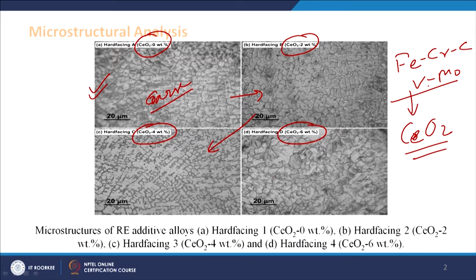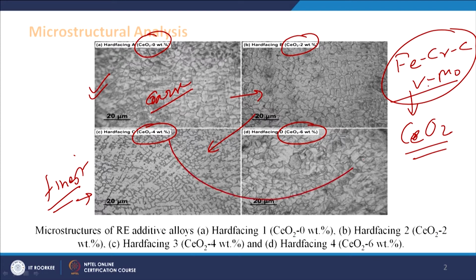If we perform the image analysis of this micrograph, we find the finest grain size for this composition, where the base hard facing system is modified with 4% Ceria. Thereafter, further addition of Ceria leads to an increase in the grain size. I mean to say there can be different compositions, different processes, and different processing conditions which will lead to different kinds of grain sizes and different kinds of phases, and those need to be identified and established.